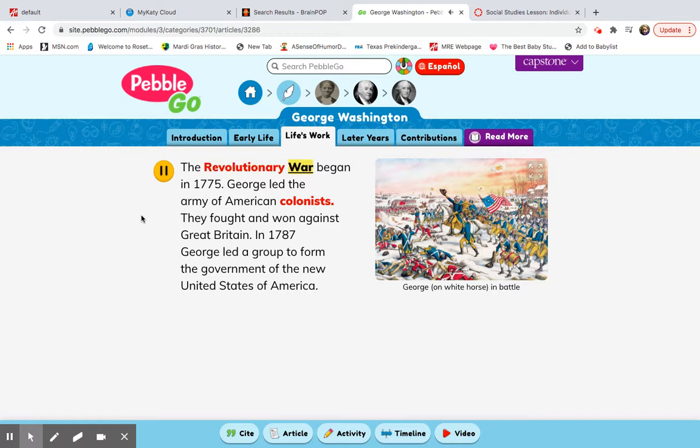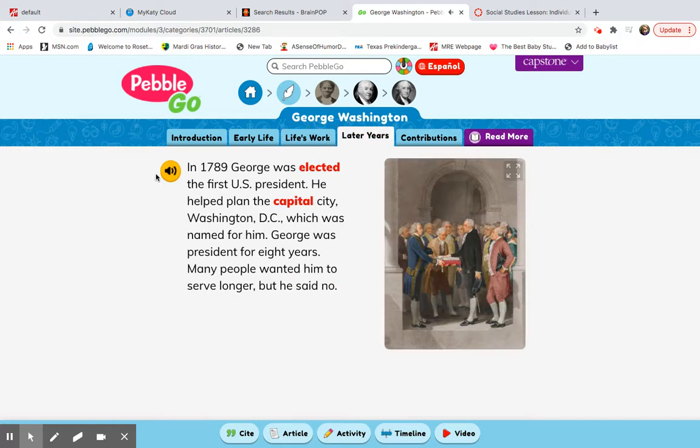The Revolutionary War began in 1775. George led the army of American colonists. They fought and won against Great Britain. In 1787, George led a group to form the government of the new United States of America. In 1789, George was elected the first U.S. president. He helped plan the capital city, Washington, D.C., which was named for him. George was president for 8 years. Many people wanted him to serve longer, but he said no.